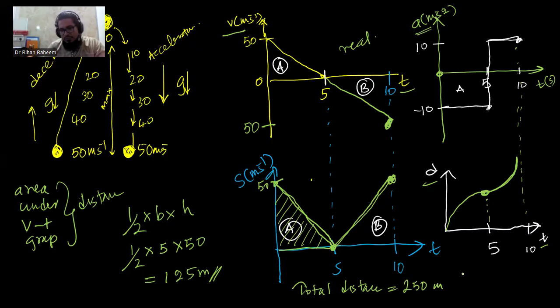What about total displacement? Total displacement. When an object goes from one place and comes back to the same place, will there be any displacement? 0. 0.